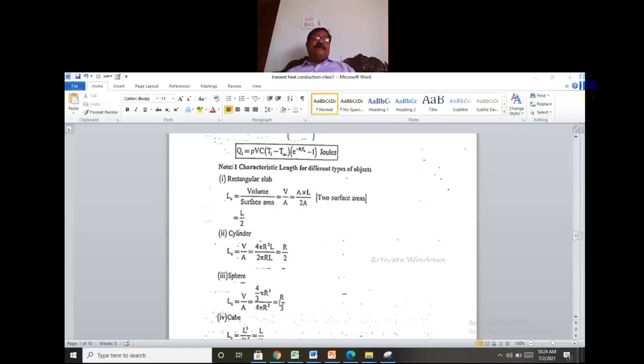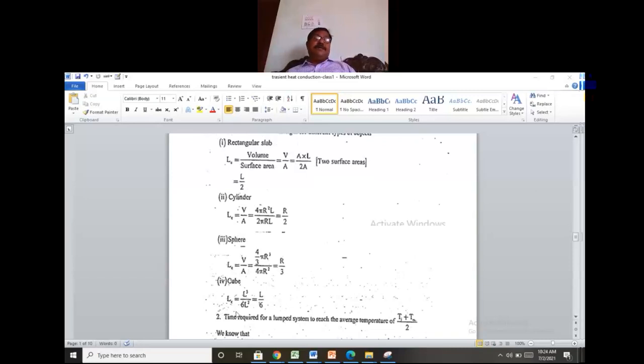For the sphere, the characteristic length is V by A. V is 4 by 3 pi r cube, divided by the area, 4 pi r square, which is the area of the sphere. If you simplify this, r cube divided by r square cancels, leaving r. 4 cancels, and pi cancels. It becomes r by 3. For a cube, LC is L cube divided by 6 L square, which is equal to L by 6.